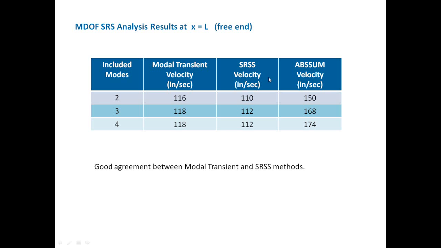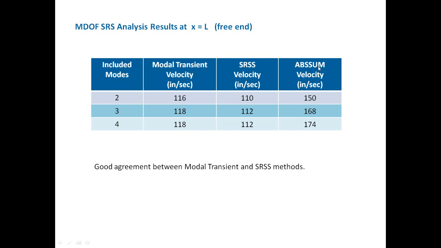For this summary, this is going to be at the free end, x is equal to L. This is from the multi-degree of freedom SRS analysis, where we've bypassed the modal transient method altogether. So we have 2 modes included, then 3, then 4 included. In the modal transient, these are the values we've actually already seen. The third and fourth columns here are directly from the SRS. We have the square root of the sum of the squares, velocity in inches per second, and the absolute sum.